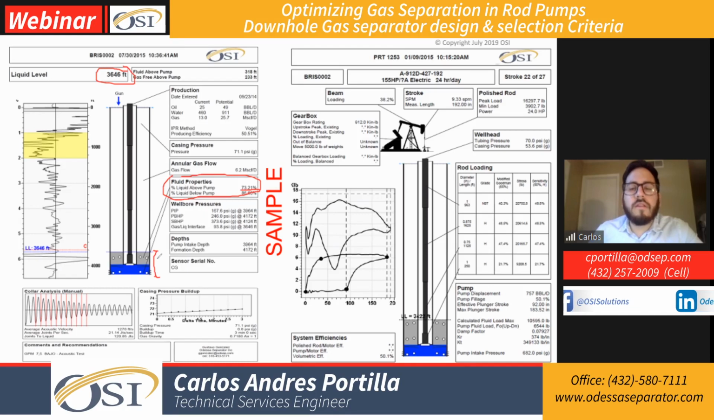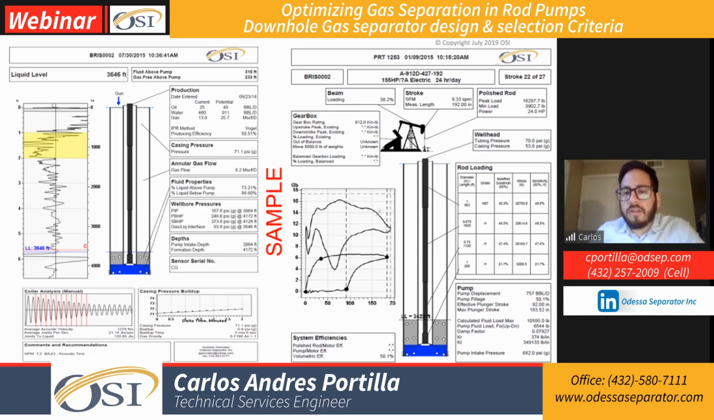So let's suppose this. 73.21% is going to be related to liquid, and the rest is going to be gas and the gas-liquid interface. So this is really important to always identify first before designing a gas separator.